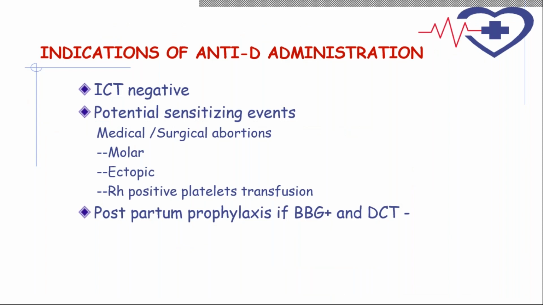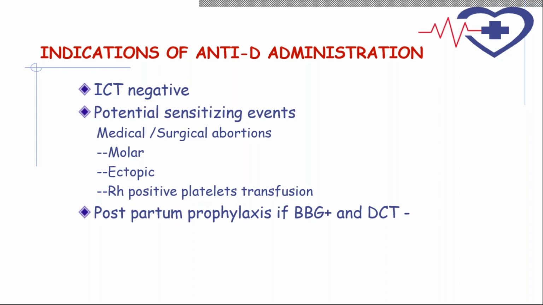Then coming to indications of anti-D administration, first will be ICT negative women, that we have already discussed, which was the first step to rule out isoimmunization. Then any potential sensitizing event, that is, which could have led to fetal-maternal hemorrhage. It can be either medical or surgical abortion. We'll come to the whole list soon. And then we have to give a postpartum prophylaxis also.